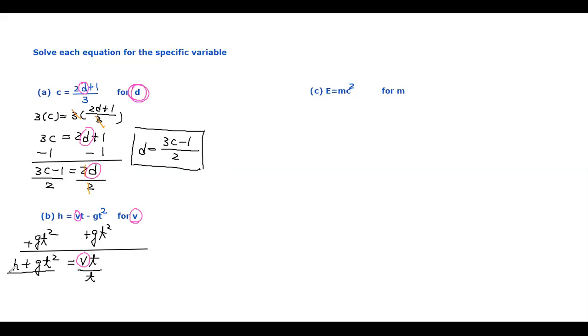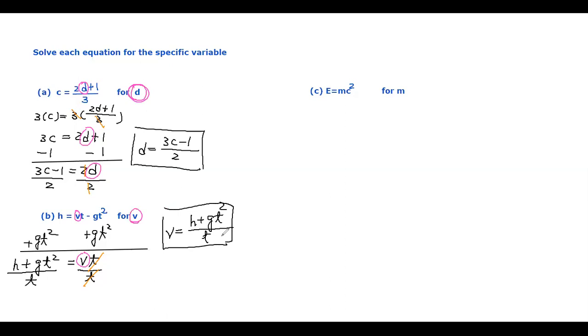So the same thing here, divide by T. So after you divide by T, boom, boom, these two cancel, right? So now I get my answer. What is my answer? So my V is equal to what? H plus GT squared over T here, right? So that will be my answer.